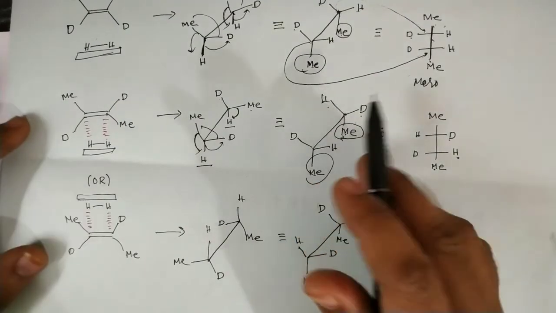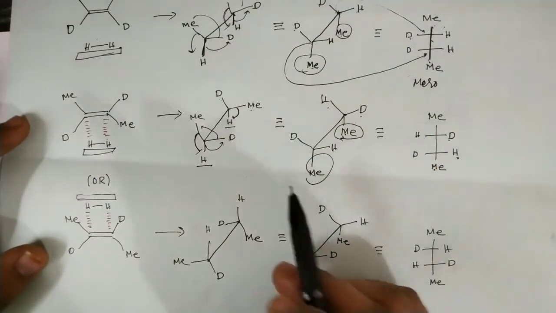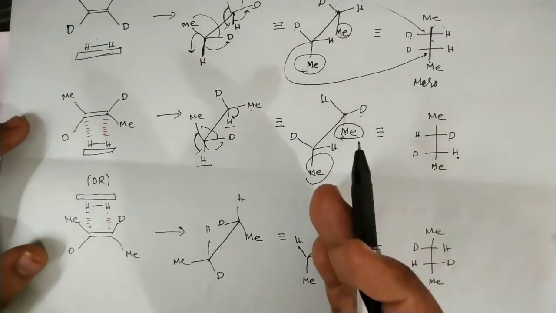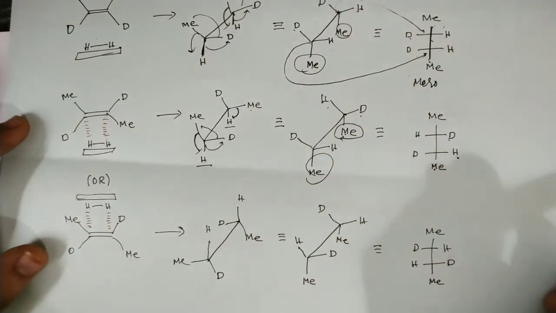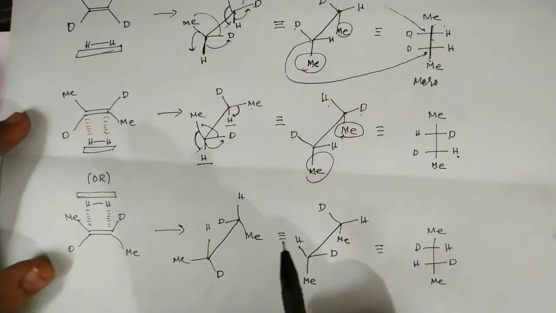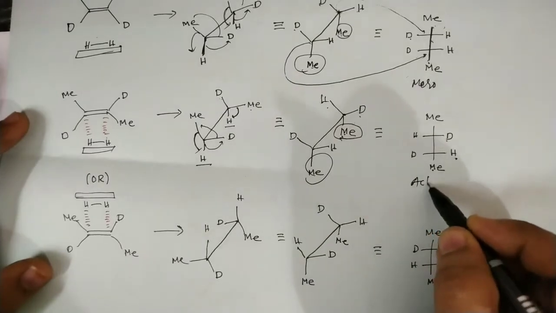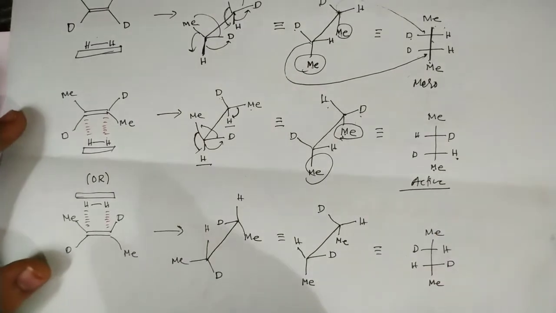The groups which are on the right side we write on the right side in the Fischer projection, and the groups which are present on the left side we write on the left side in the 2D representation. It's nothing but the Fischer projection. So in this case we'll get the optically active compound.